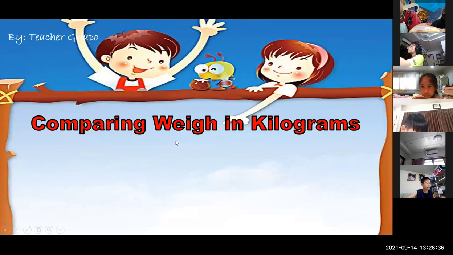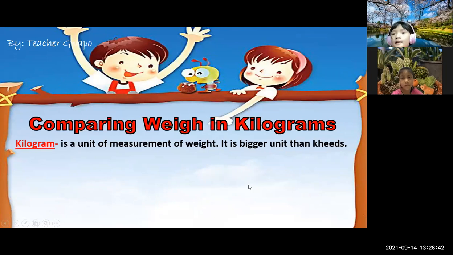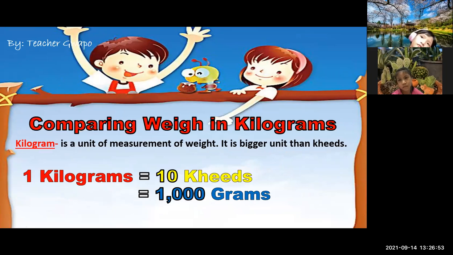Now here, comparing weight in kilograms. A kilogram is a unit of measurement of weight, and it is a bigger unit than kids if we compare, because 1 kilogram is equal to 10 kids or 1,000 grams. This is 1 kilogram, no S.